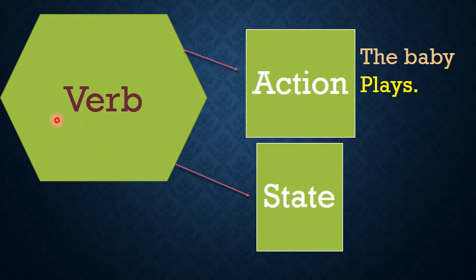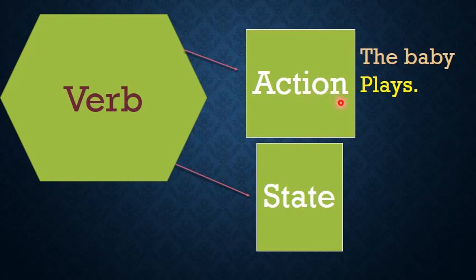Our next part of speech is a verb. A verb is an action or a state. Verbs are probably the most important words in the English language, and that is for two reasons. First, every sentence in English must have a verb. You cannot have a sentence without a verb in English. And the second reason is that only verbs have tenses, for example, past, present, and future. So verbs are really important.